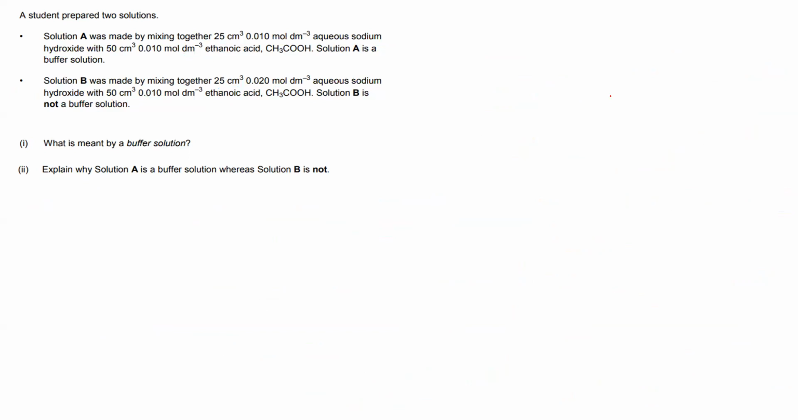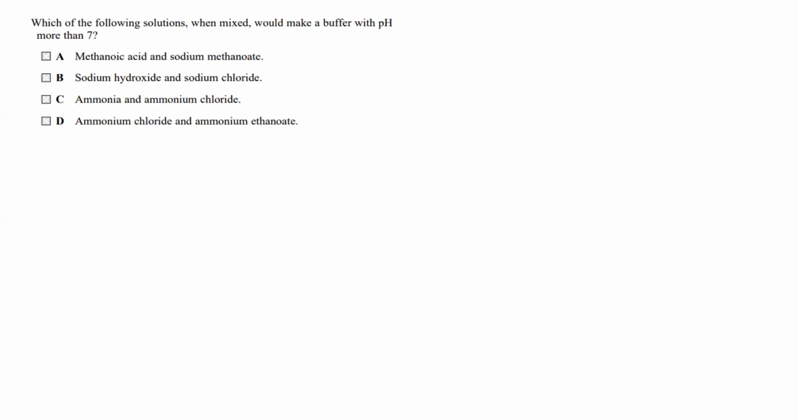Okay, now let's move to the next question. It says, which of the following solutions when mixed would make a buffer with pH more than 7? Okay, so we have to make a buffer with pH more than 7. Let's see. Methanoic acid and sodium methanoate. No. Methanoic acid, the solution would be acidic in nature. Next, we have sodium hydroxide and sodium chloride. But here, this is a salt of a strong base and strong acid, and this is a strong base. So it won't form any buffer.